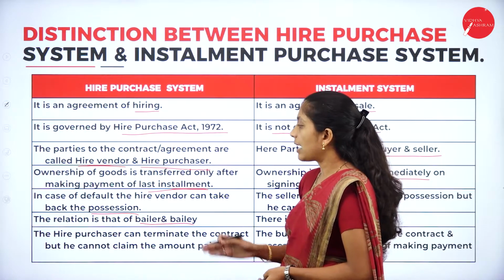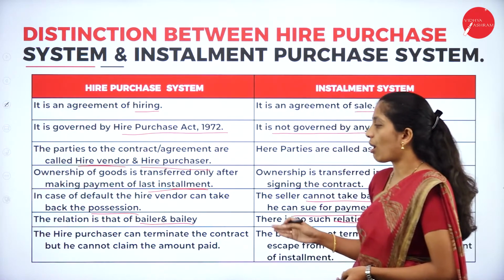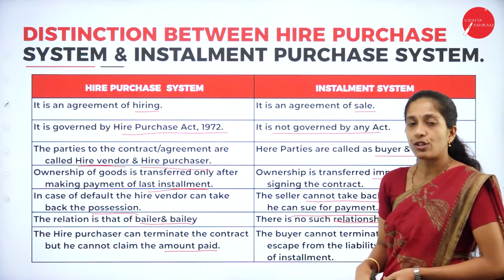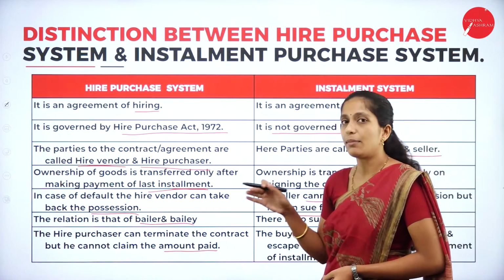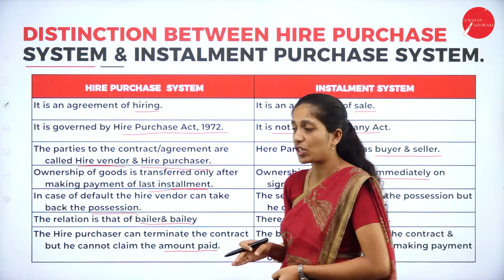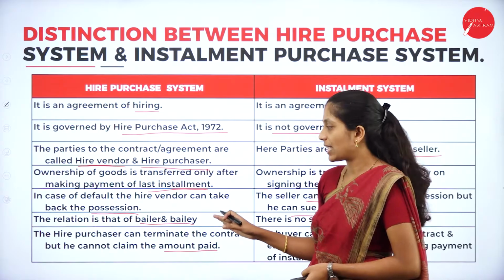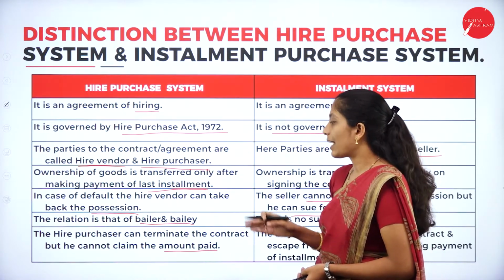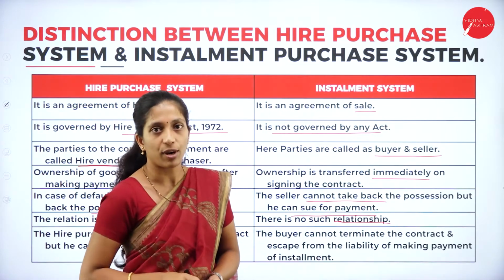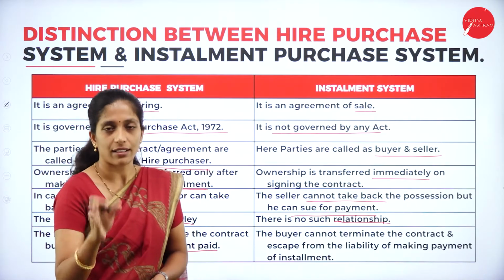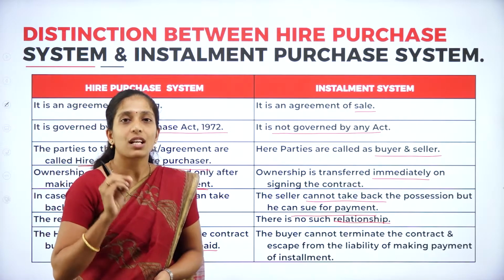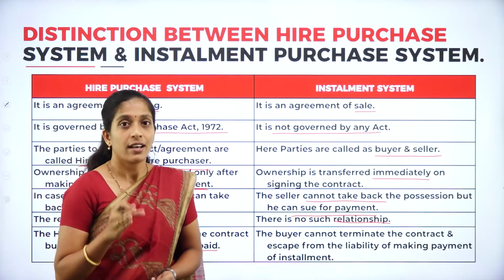And the next difference is that the hire purchaser can terminate the contract, but he cannot claim the amount paid. So here the hire purchaser can terminate the contract. As I told, there should be an agreement between the hire seller and hire purchaser. So here the hire purchaser can terminate the contract but cannot claim the amount paid. For example, the hire purchaser had to pay 10,000, but he has paid 1,000 as down payment. The remaining 9,000 he has to pay in the form of installments, right?